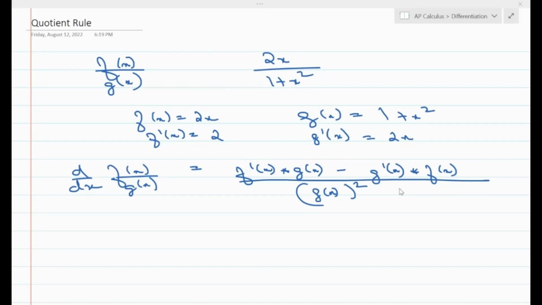And another easier version of the same thing: if I'm differentiating u by v, then this would be u dash v minus v dash u divided by v square. So usually students prefer this form, which is easier to just say, like u dash v minus v dash u by v square, compared to f of x, f dash x, g of x, g dash x. Essentially, they're the same thing, right? So just write this down.